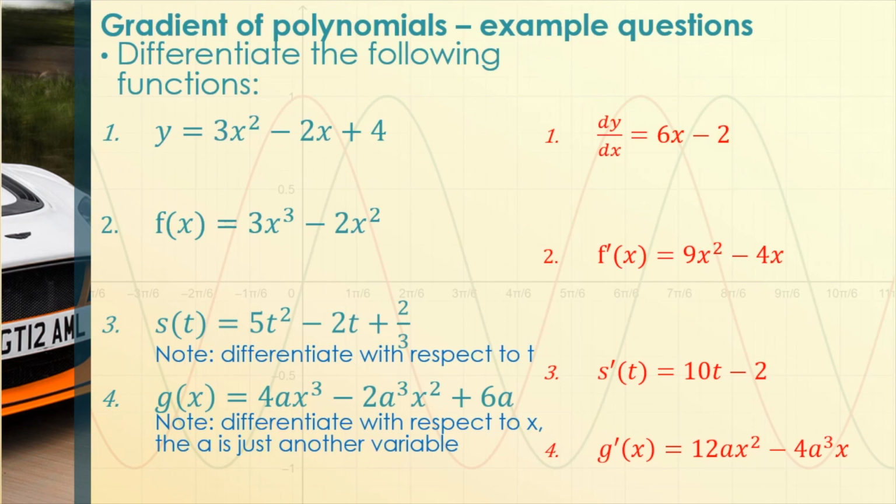The second term, minus 2a cubed x squared. We're only differentiating the x squared, which becomes 2x. Therefore, multiply the 2 by 2, we get minus 4a cubed x on its own. 6a at the end differentiates to nothing, as it's just a number.